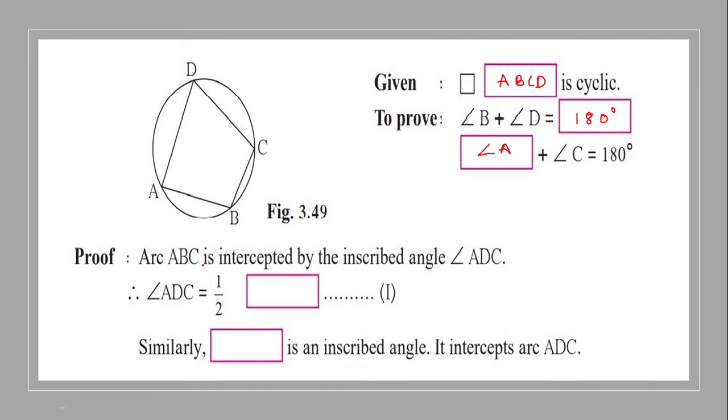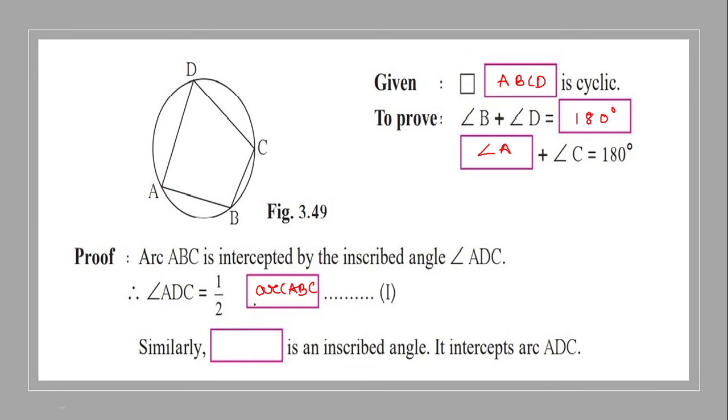Now arc ABC is intercepted by inscribed angle ADC. Therefore, what should be the value of this angle ADC? It should be half of this arc ABC. So we will write here arc ABC. Why? Because this angle ADC is in this arc ABC.